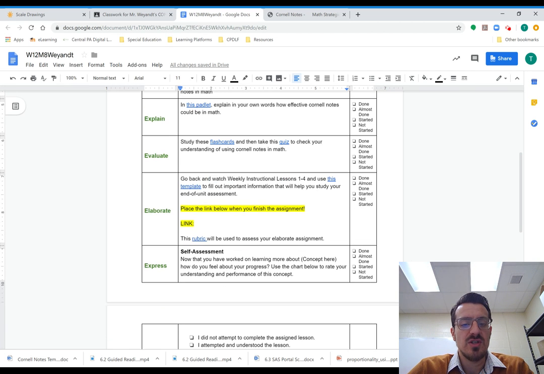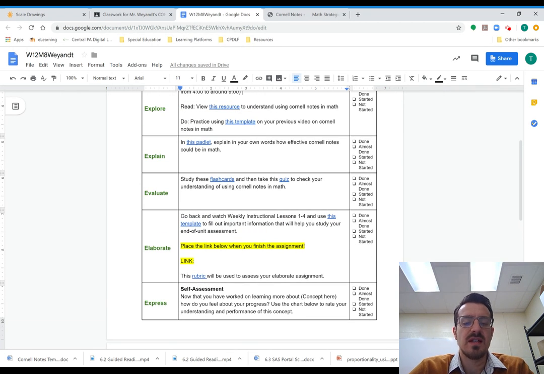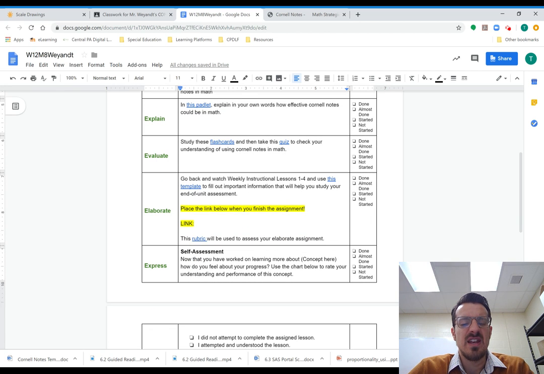In the evaluate section, I simply have you look at some flashcards and take a little quiz that checks your understanding of the important pieces of Cornell notes in math. And then in the elaborate section, what I would love for you to do is to go back and watch all of our weekly instructor lessons 1 through 4 and use the template that I'm sharing with you, which is a Cornell note template, and fill out important information that will help you study. So this elaborate is very useful to you as you wrap up the unit and study for that end of the unit assessment.